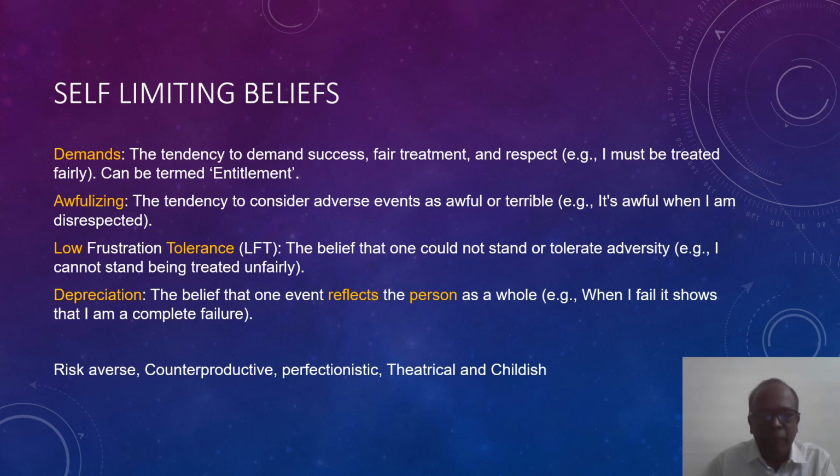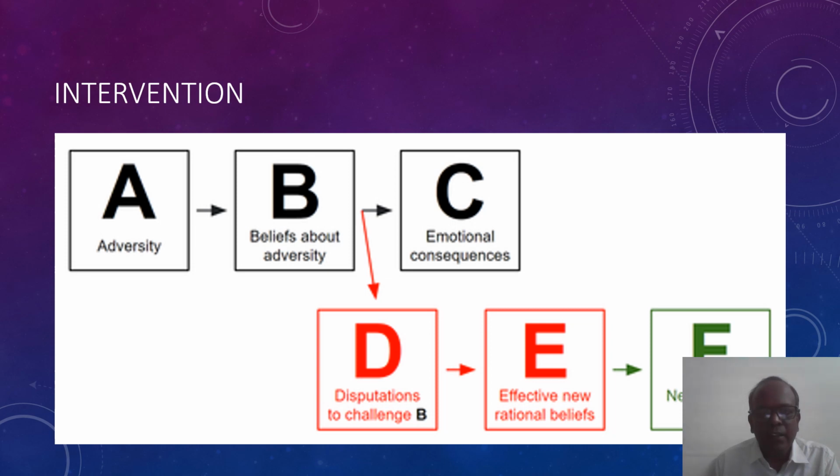So these self-limiting beliefs could be risk-averse, counterproductive, perfectionistic, theatrical, and childish. So what is the intervention required here? D and E have to be added here. D involves a dispute to challenge the existing self-limiting negative belief. And E stands for effective new rational beliefs or installing new beliefs.